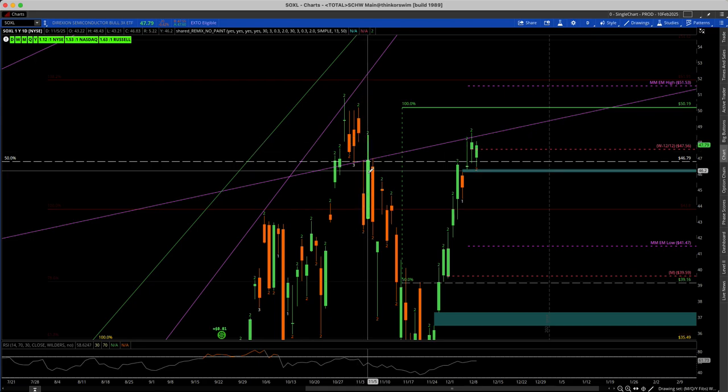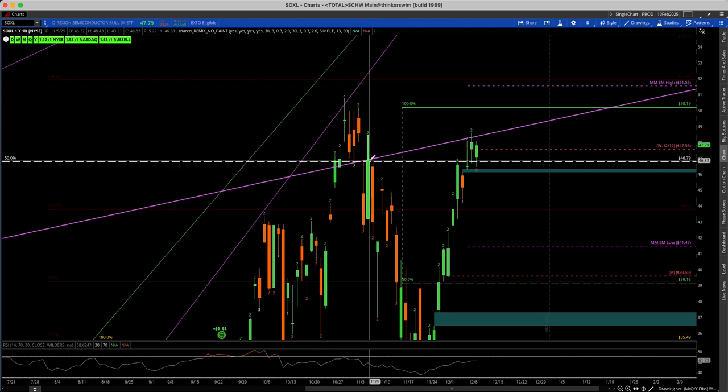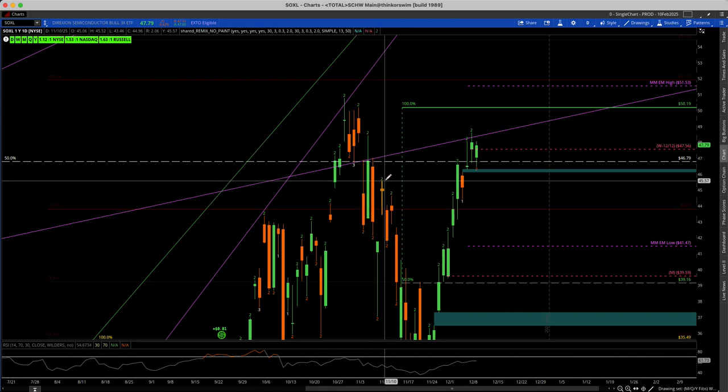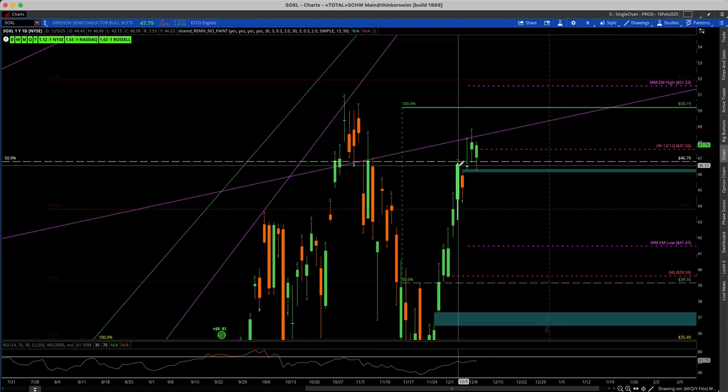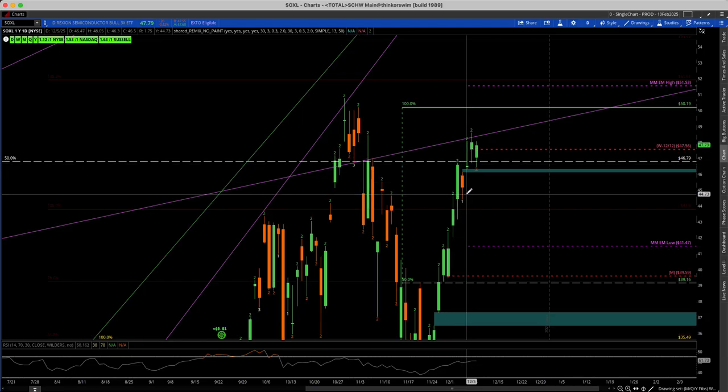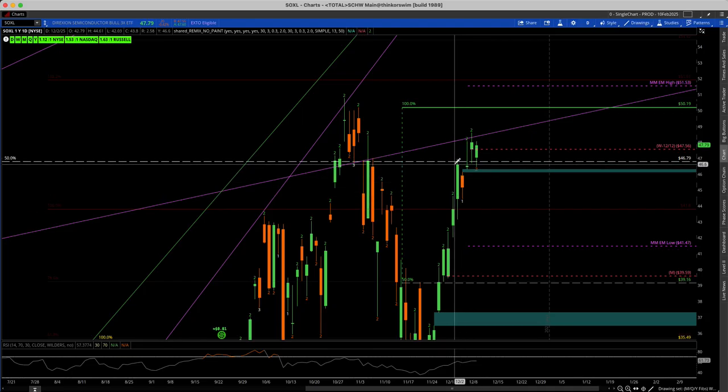Got a little bit more of a bounce, but then pulled back below, and then resistance. You could say it was resistance here as well. It was resistance here. That's when we got this red inside candle last week. So again, we're fighting over this level.